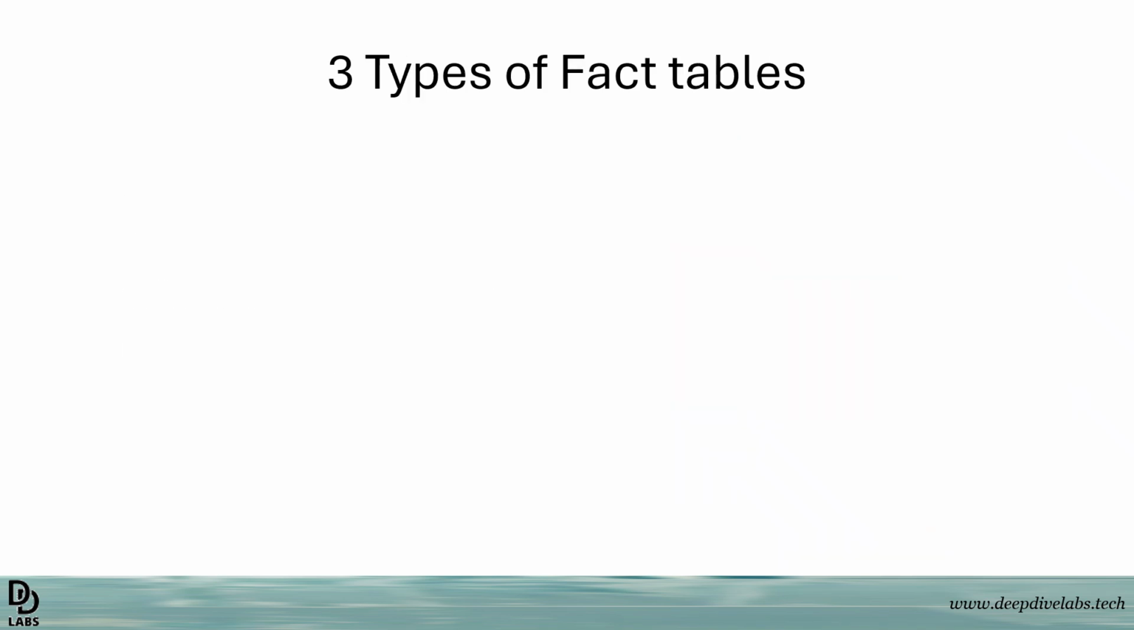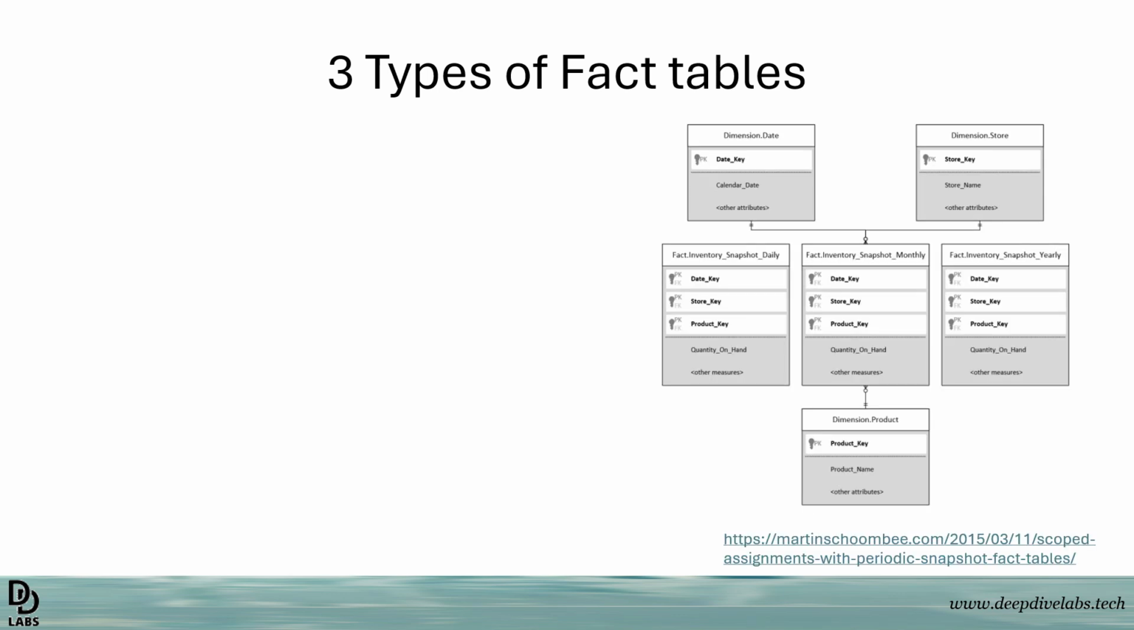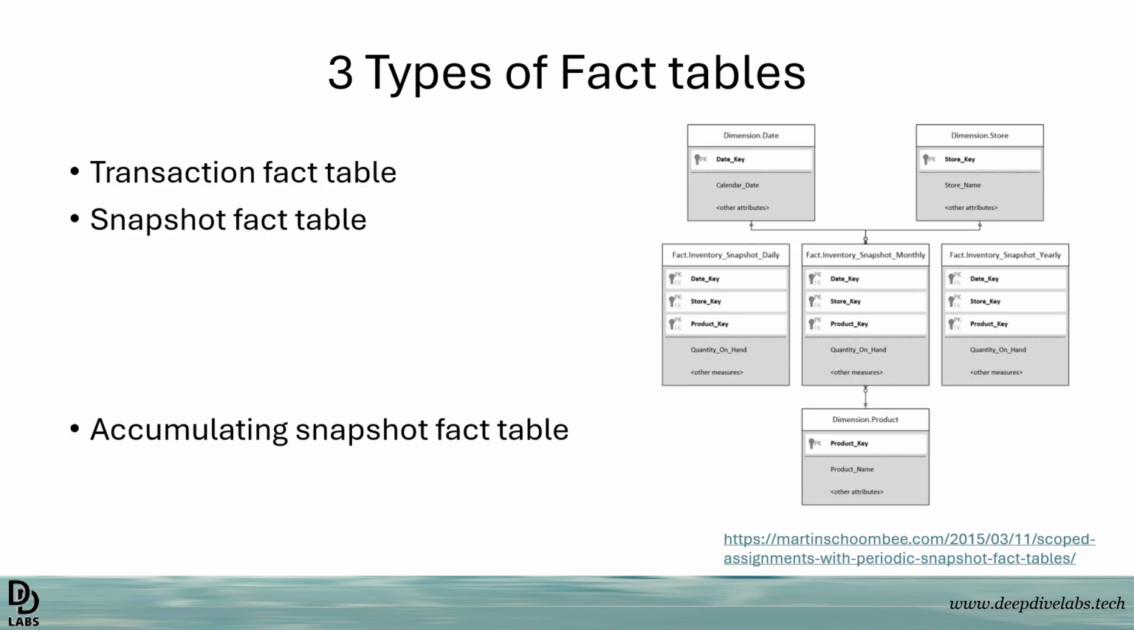So there are typically 3 types of fact table. Okay, so let's take a look at what each of them are. So there is the transaction fact table, very similar to the sales table that we looked at, right? Then you have a snapshot fact table, and then an accumulating snapshot fact table.